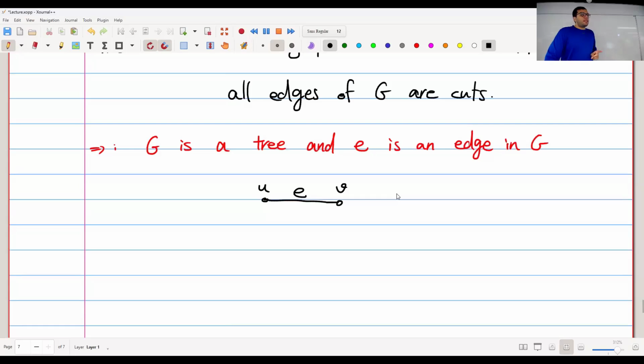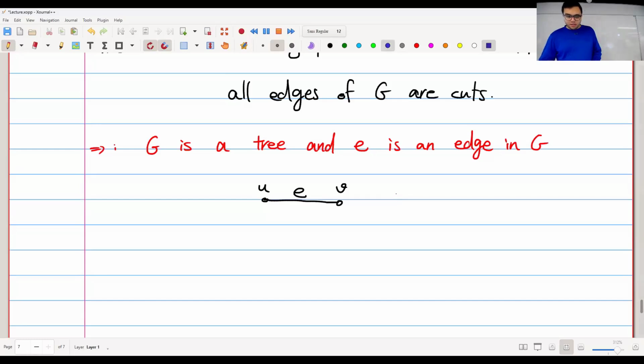Based on the previous theorem, since G is a tree, there is a unique path between U and V. So that unique path is just the edge E. So if I remove E, there is no longer a path between U and V by the previous theorem, because there was only one path and I removed it. So if I remove E, U and V will no longer be in the same connected component because there is no path between them. So E is a cut.